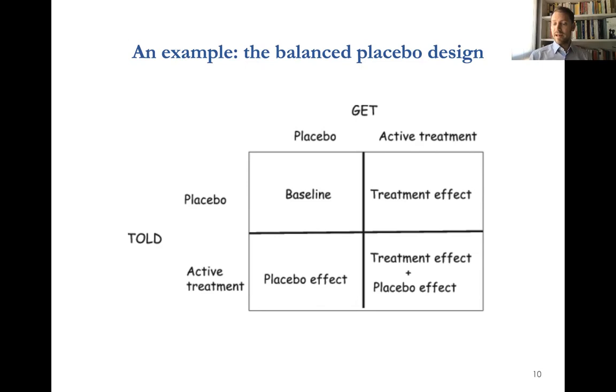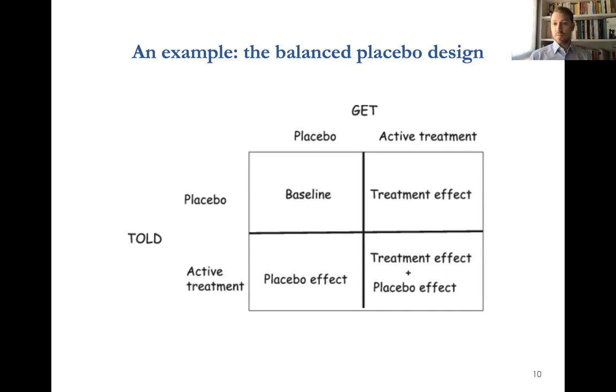One in which we tell them truthfully what they receive, and the other in which they are instead misled or deceived about what they are getting. So we end up with basically four different groups. A group that gets the placebo and is told that that's just the placebo. So they have presumably not the effect of the intervention nor the effects of the expectation.